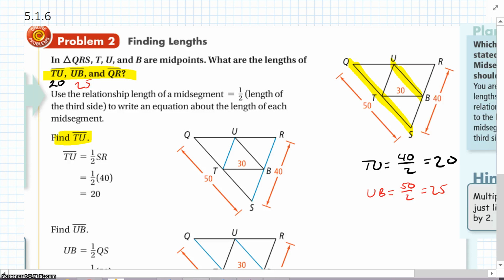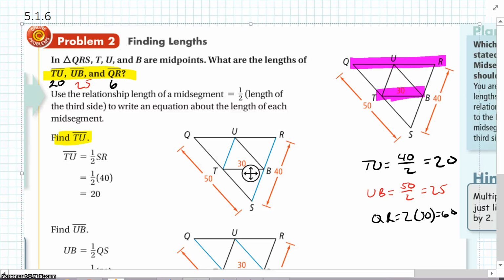What is QR? The last one. Let's look. What is QR? Well, we know that mid segment right there is 30, and QR has got to be twice that. So QR equals 2 times 30, which would be 60. So QR is 60.